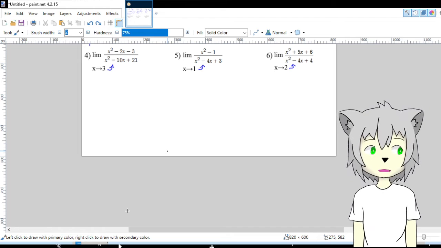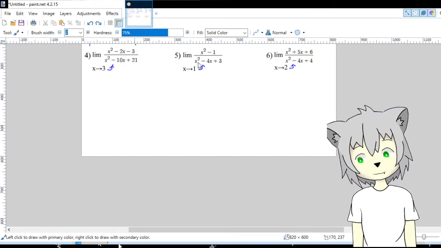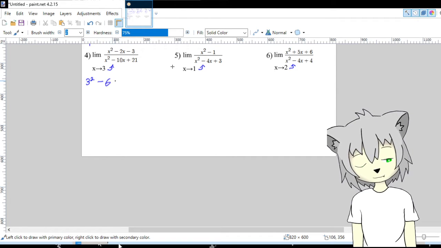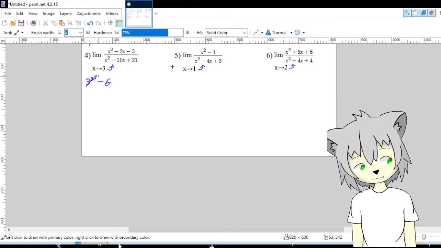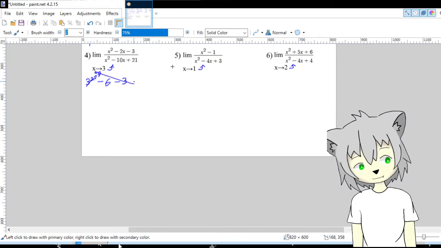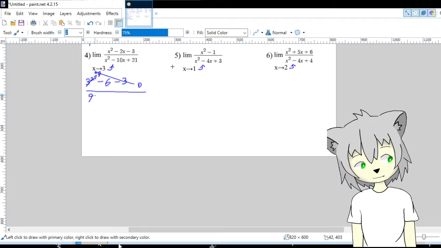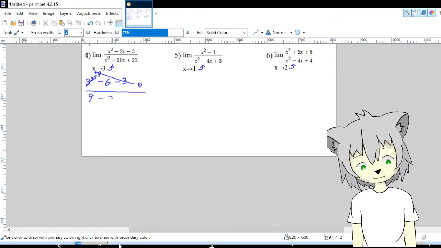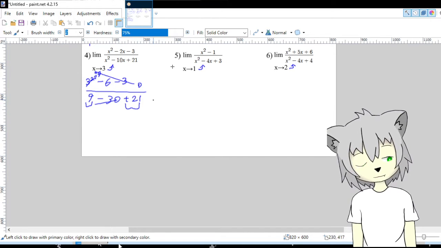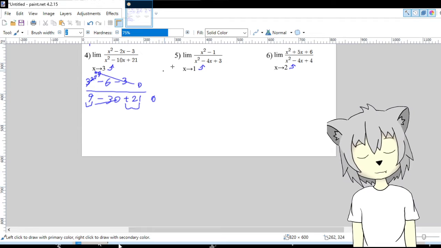I guess I should probably work through it bit by bit. If you plug in 3 into there, you get 3 squared minus 6, which ends up being a 9, minus 3. And of course, all that cancels out into a 0. The bottom there, you also get 9 minus, plug in that 3, 30 plus 21. Both of these add up to 30, minus this out with that, and you just get 0.